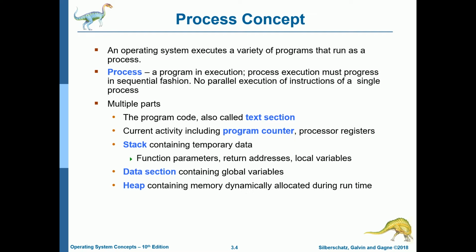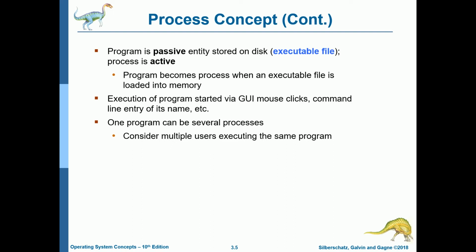The sections of a process include the text section, that's all the executable code, the data section, all the global variables, a heap section, that's the memory that's dynamically allocated during a program's runtime, and also the stack section, which is temporary data storage when invoking functions, such as function parameters, return addresses, and also local variables. Now, a program is a passive entity. Only when it starts executing does it become a process, which is the active version.